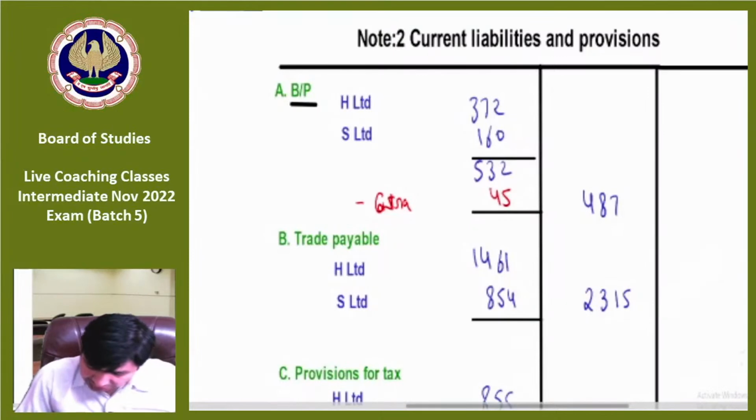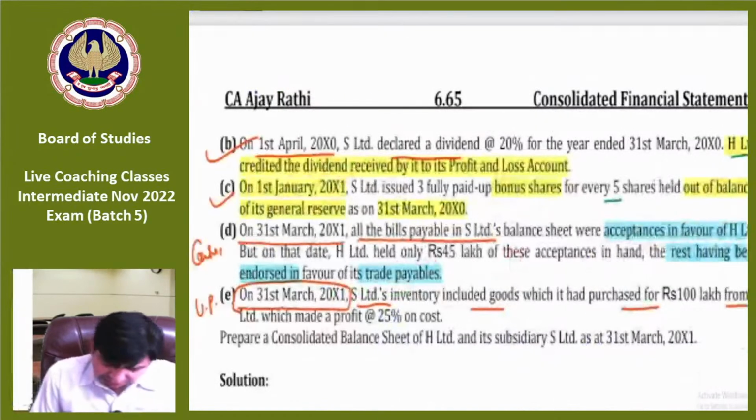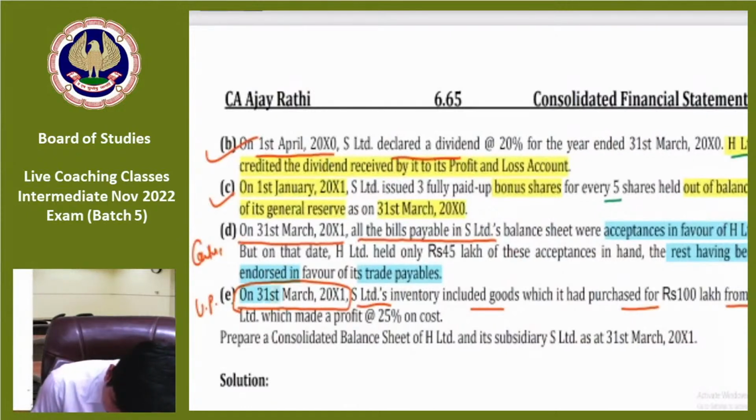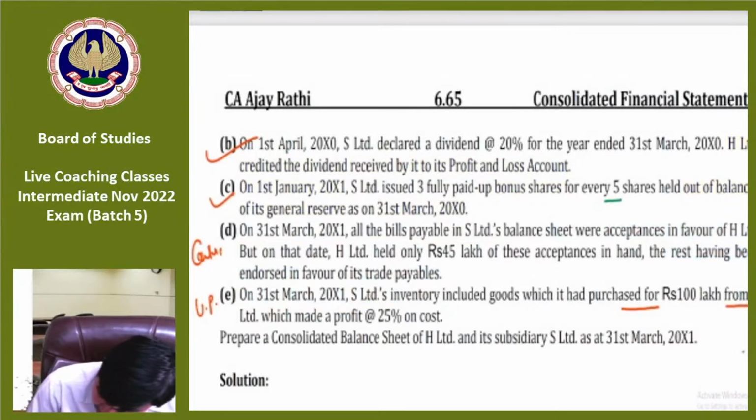Now, after this, we have one more adjustment. That is the last adjustment of this question. See, on 31st March 2021. I am using another pen. Wait a minute, I am removing all the rest of the highlighted points. So highlighting this one.